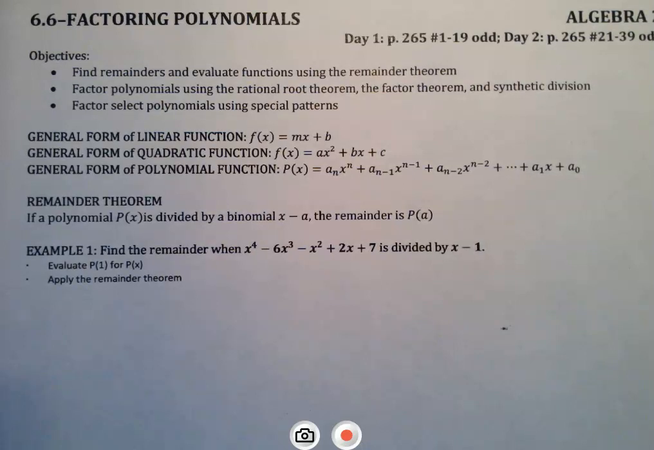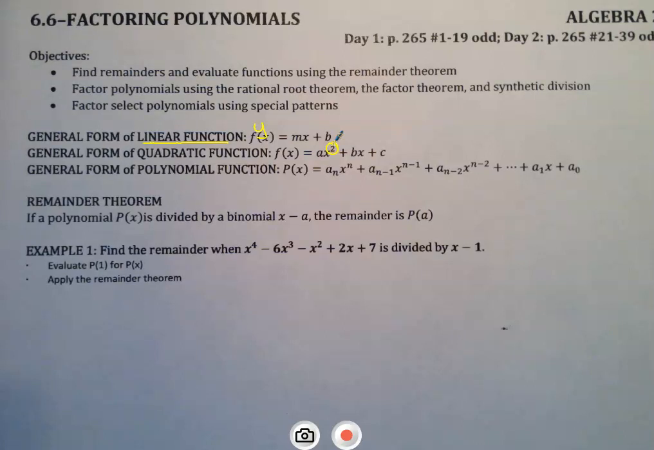But I want to look at the general forms of all these different equations that you guys have learned. So the first one is the general form of linear functions. Is that f of x or y equals mx plus b. Okay, for the quadratic function, the general form is ax squared plus bx plus c. So it always has a square in it. It has a variable that's squared.